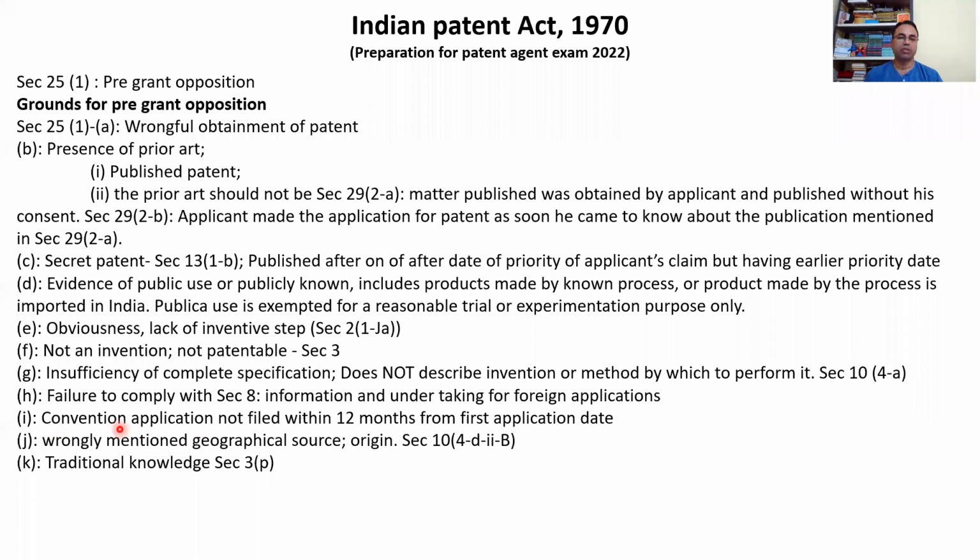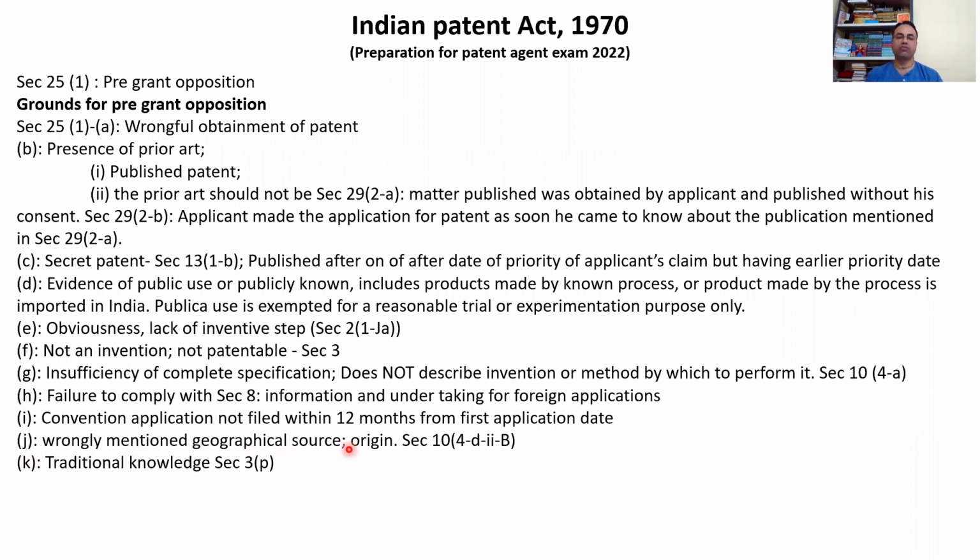Okay, convention application not filed within 12 months from the first application date. So if it is a convention application, and some person from another country, from the convention countries, has filed, but he filed in India after 12 months, you can trace those dates and submit the proof that it is the case. Then that could also be a ground.